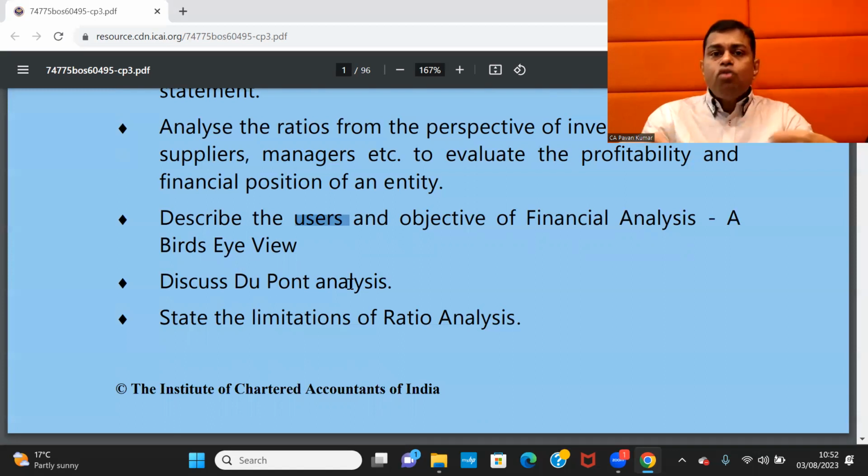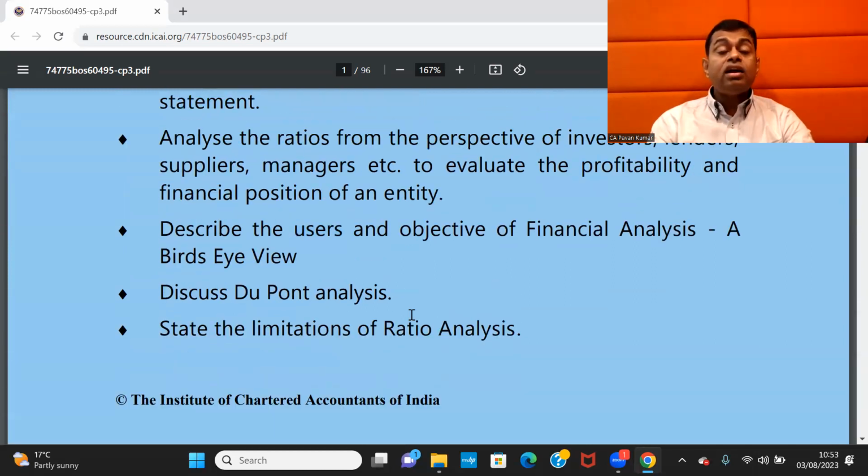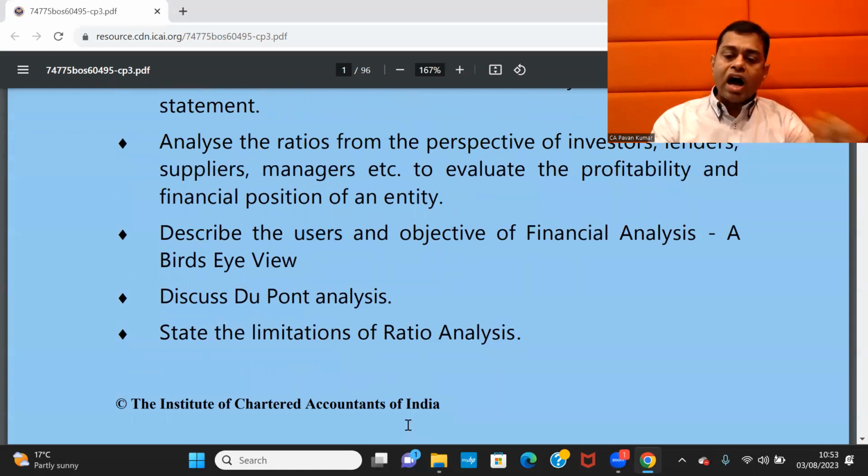That is broken down for further analysis into 3 components. That is called DuPont analysis. It is a regularly asked question in the exams also. We will see it at the end. Then limitations of ratio analysis, which is pure theory. Normally, we ask students to read this kind of theory. So these are the learning objectives. Are we clear so far? Going forward in ratio analysis, all these bullet points, whatever we have discussed, will be covered in the coming sessions. Okay.